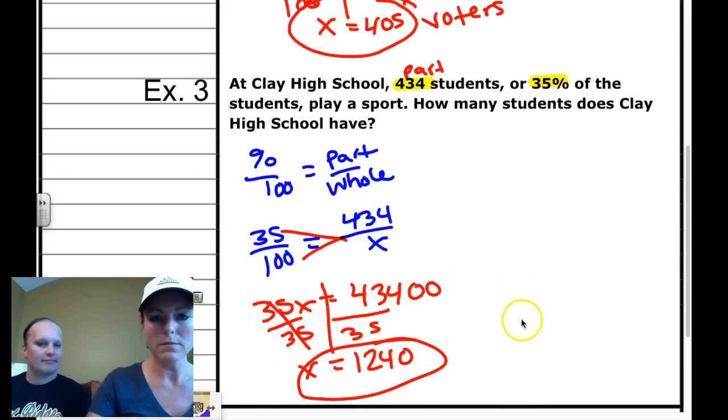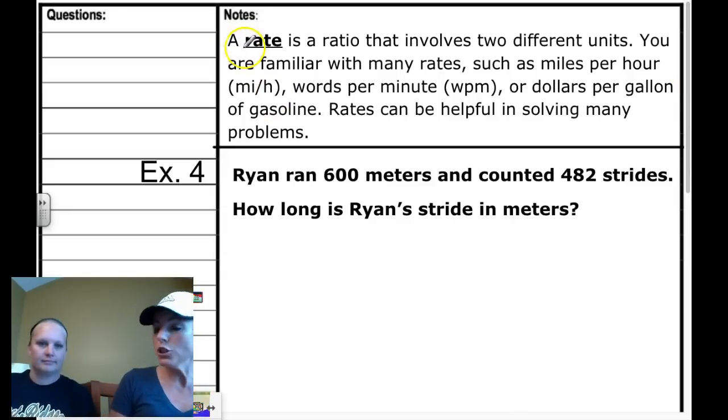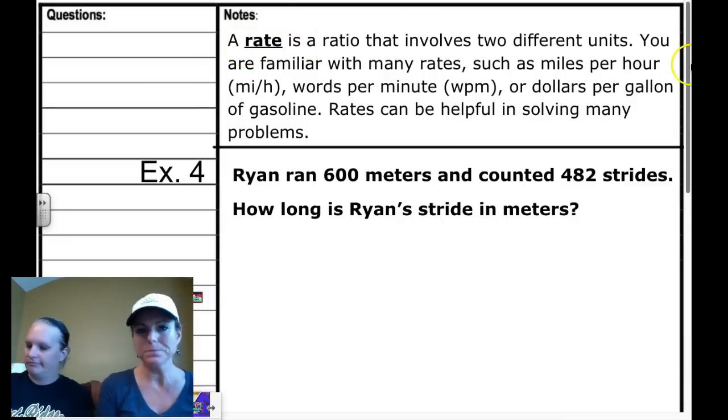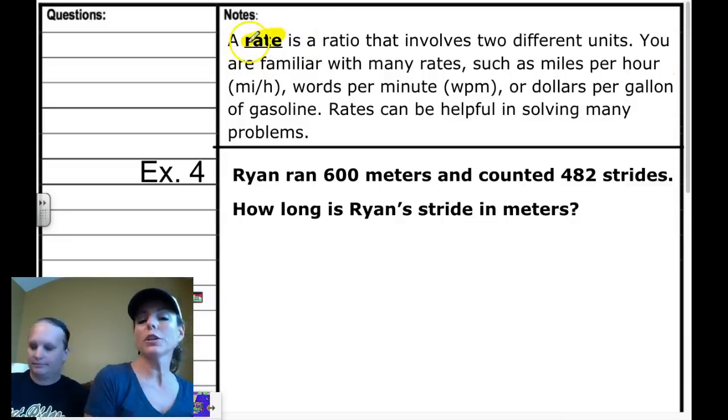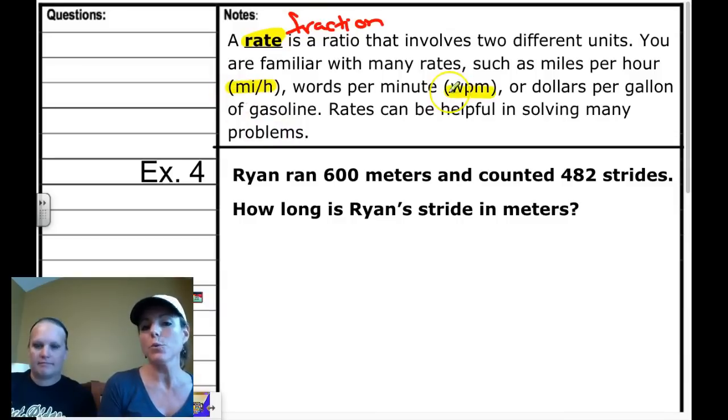Let's go on. We're going to talk about what a rate is. A rate is a ratio. What did we say a ratio was? Just a fraction. Now look at the difference here: a rate involves two different units. So miles per hour, words per minute, dollars per gallon. That is a rate.